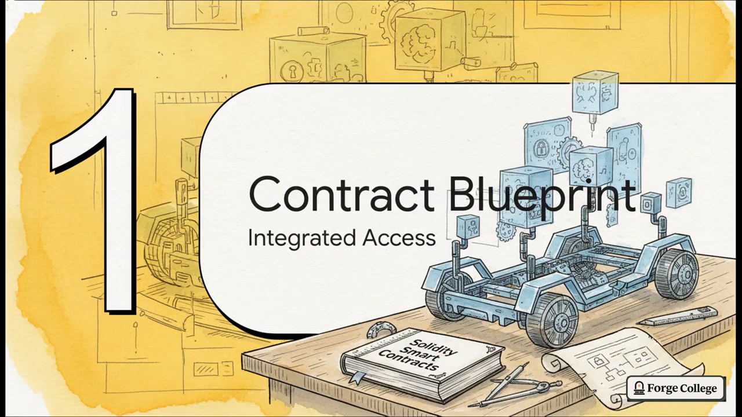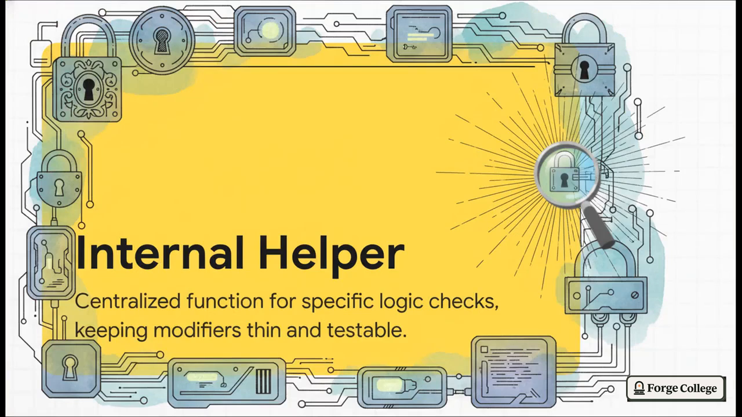First up on the bench, Section 1, the contract blueprint. All right, let's lay out the basic skeleton of our smart contract. We're building a reusable contract module named Integrated Access. Think of it kind of like the foundation chassis for our entire security system.